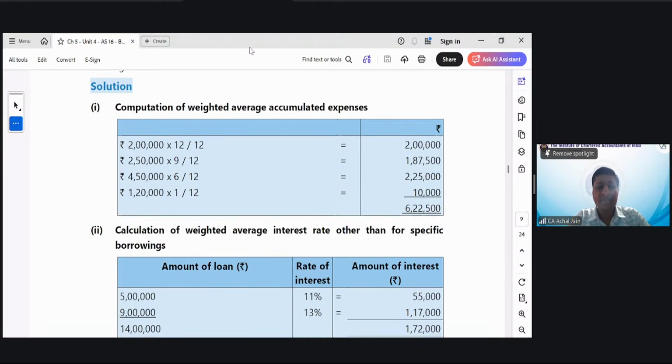The reason behind taking the weighted average method while computing expense as well as the interest is that the loan is taken in different slots, right? See, the loan is not taken in different slots. The loan is utilized in different slots. There's a difference between loan taken and loan utilized.